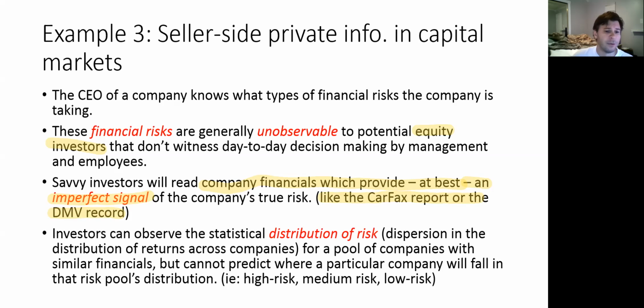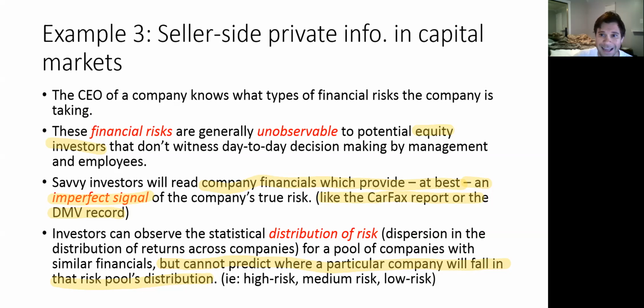Investors are also able to observe the statistical distribution of risk, right? You can go onto Yahoo Finance and look up the distribution of returns for all these different companies, and get an idea of what the overall distribution of risk looks like. But the problem is an investor is not able to predict where a particular company is going to fall underneath that distribution in the future. Is that company high risk? Medium risk? Low risk? They don't really know, but they can observe the entire distribution of risk across that bell-shaped curve.